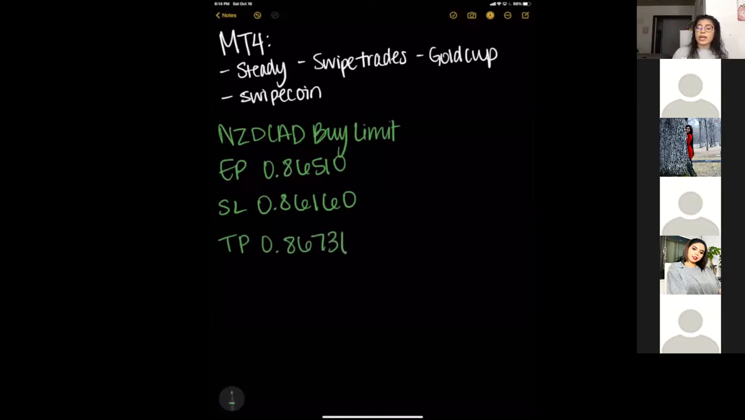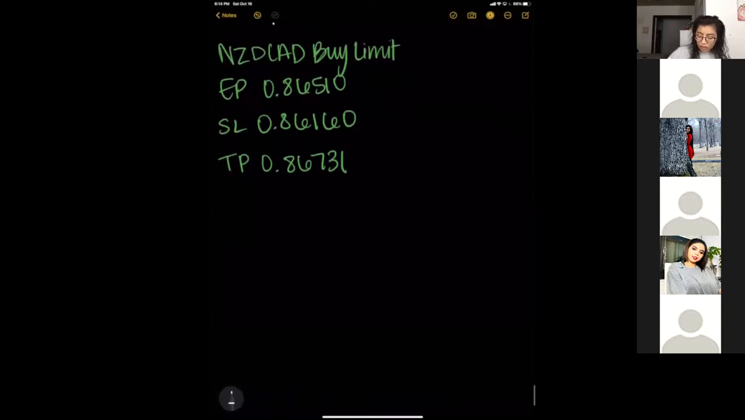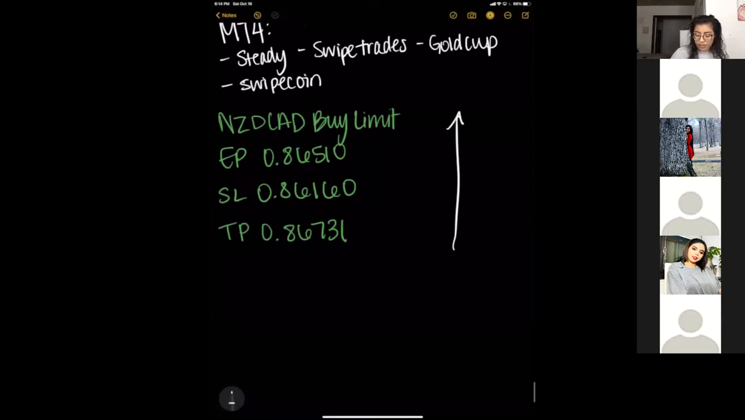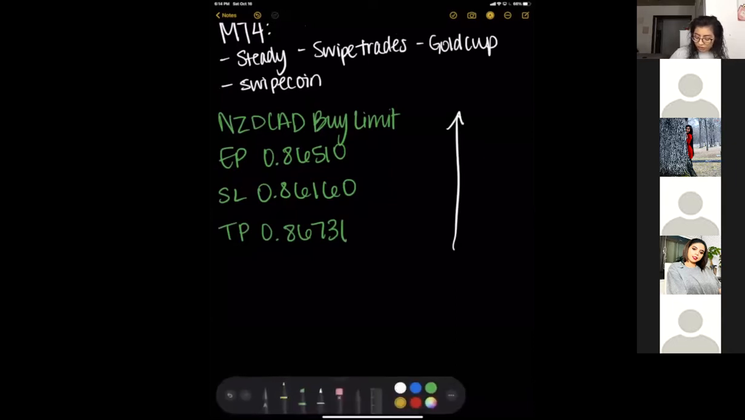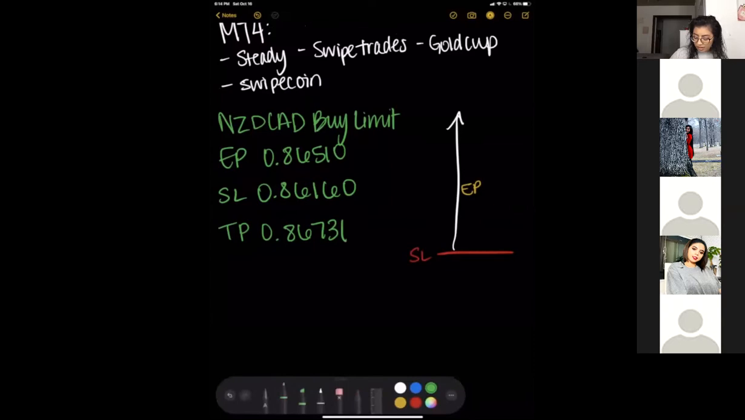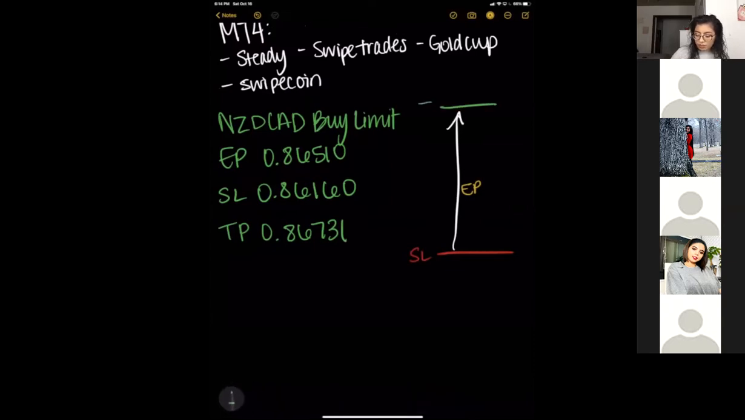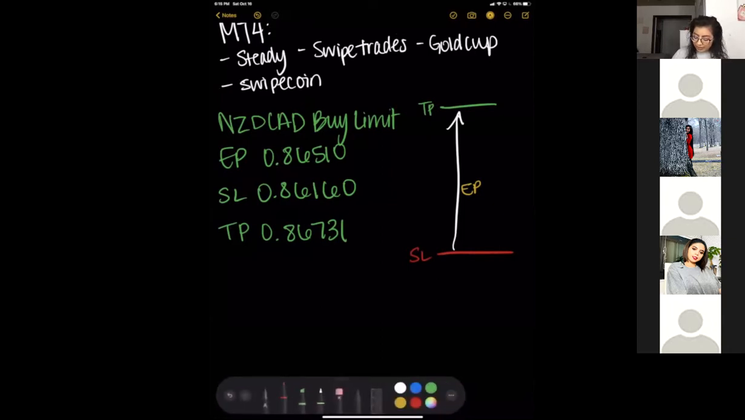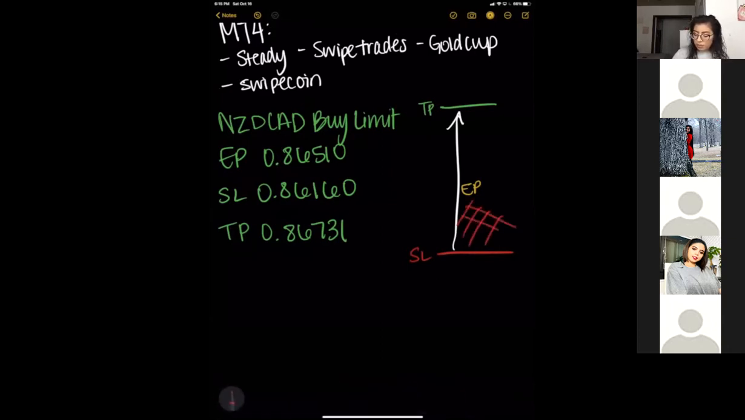Okay, all right, now understand when you are buying, price is going up. You want price to increase in direction, okay? So therefore our entry price is right here, our stop loss is at the bottom because it's our safety net, and our take profit is going to be up here. Okay, so in order to calculate our risk, I always like to start with risk. We are going to calculate this right here. How much are we risking to enter this trade?